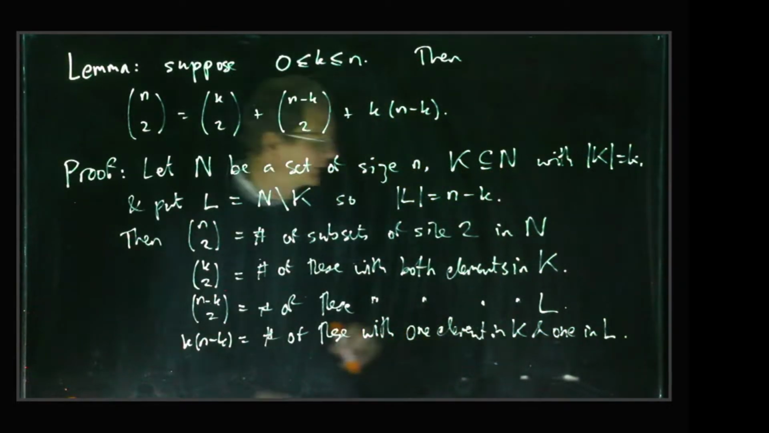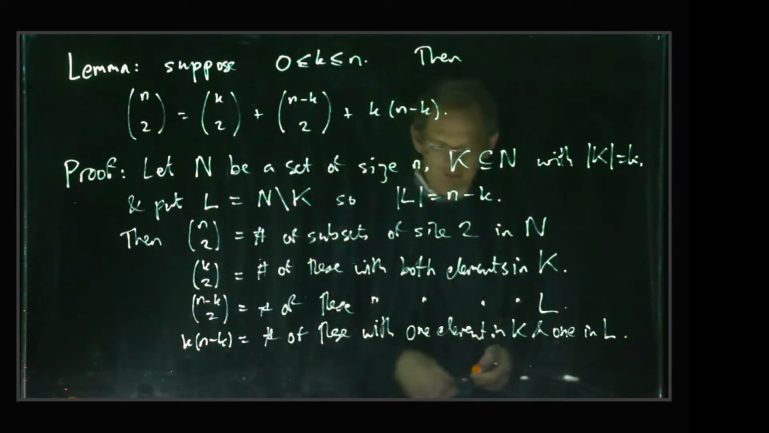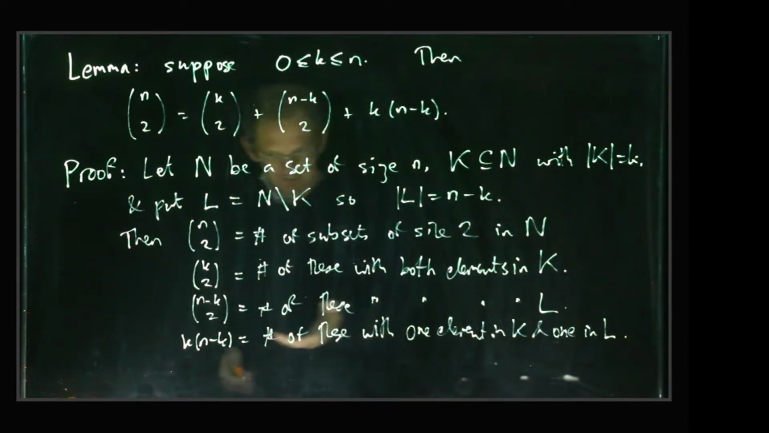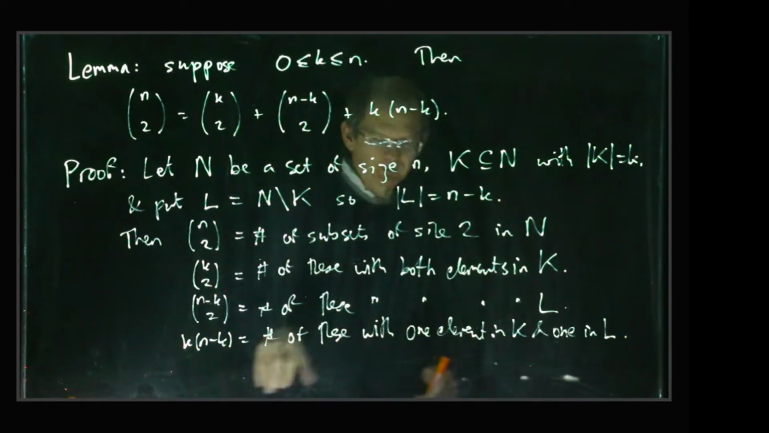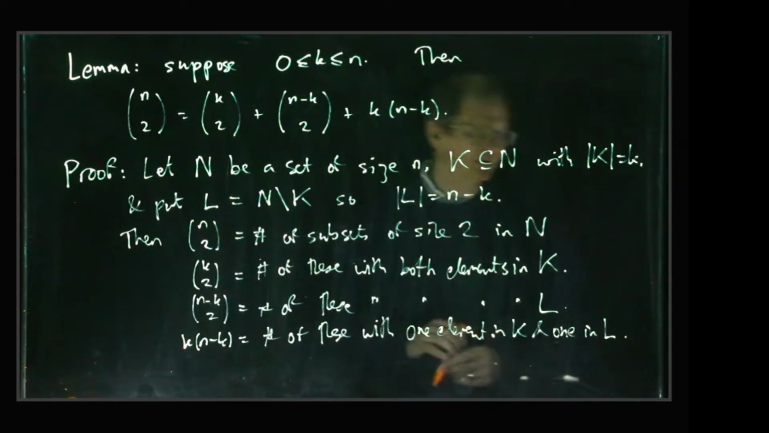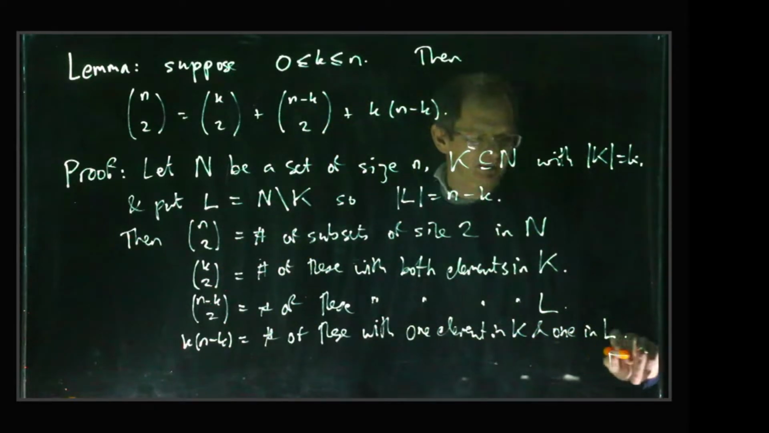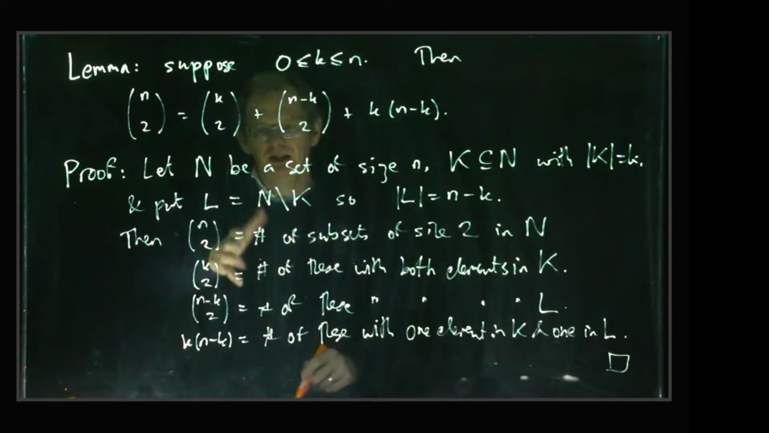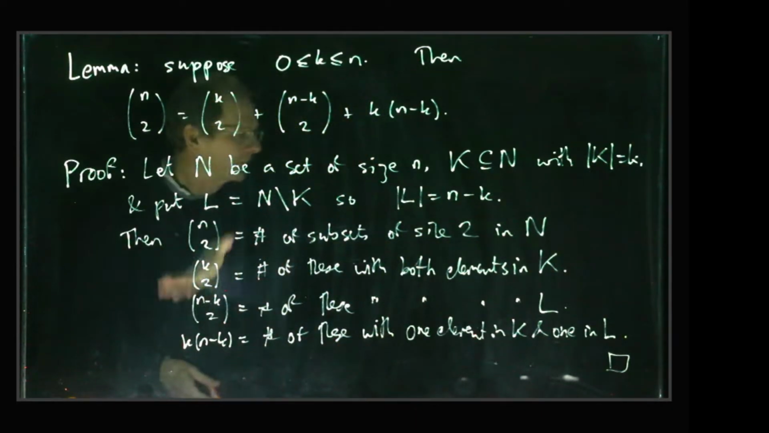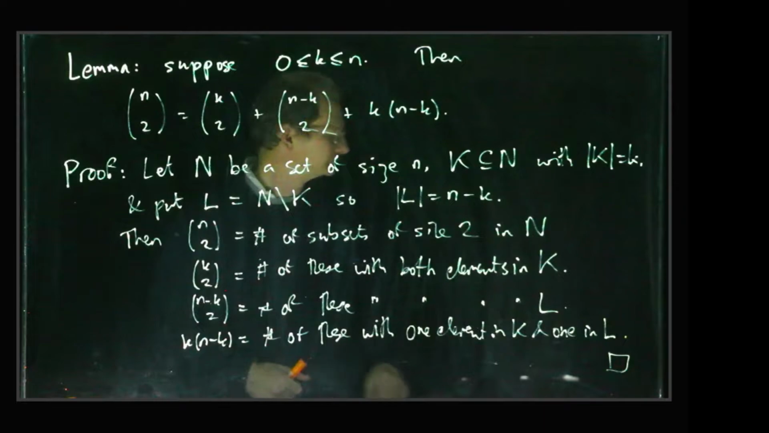That's as if you want to choose a set which contains one element from K and one element from L. You've got k choices for the element from K and n minus k choices for the element from L, and there's no other constraints. So k times n minus k is the number of possibilities. And so we're just putting all these together. It's clear that the number of all subsets of size 2 in N, these are the only three possibilities. You can have both elements in K, both elements in L, or one in each. So that proves this lemma.